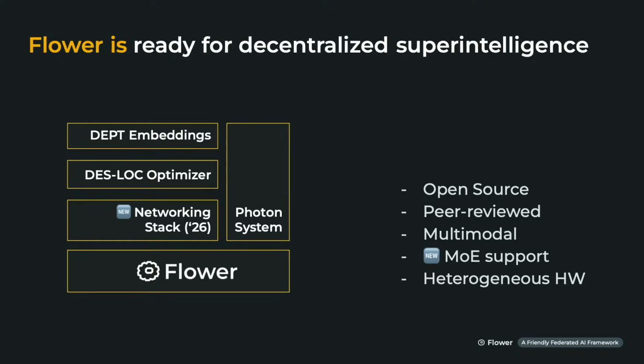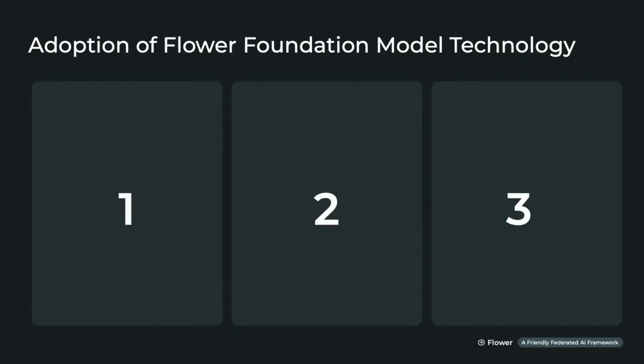So across our stack, we have Flower, which has been open source from the beginning, but we also have all of these extensions to Flower, this Photon system that has all of these innovations around pre-training of LLMs and being able to train foundation models in that way, but also several other innovations coming from the University of Cambridge as well as other academic groups. These are peer-reviewed publications. It's all open source on GitHub, hosted in Flower as well as other places, and it natively supports heterogeneous hardware, which federated learning, of course, requires. So, some adoption of Flower foundation model technology across the industry.